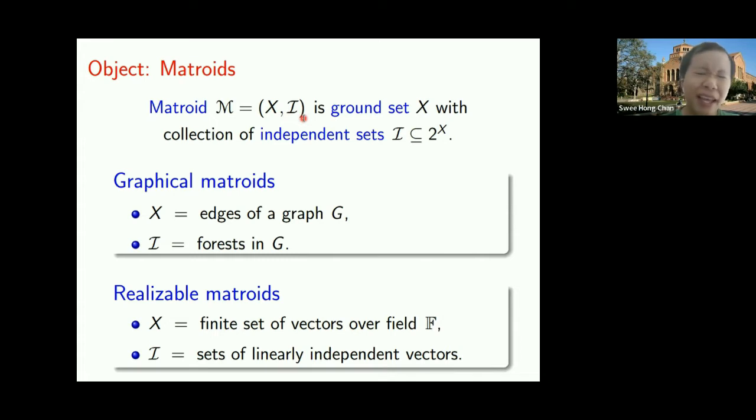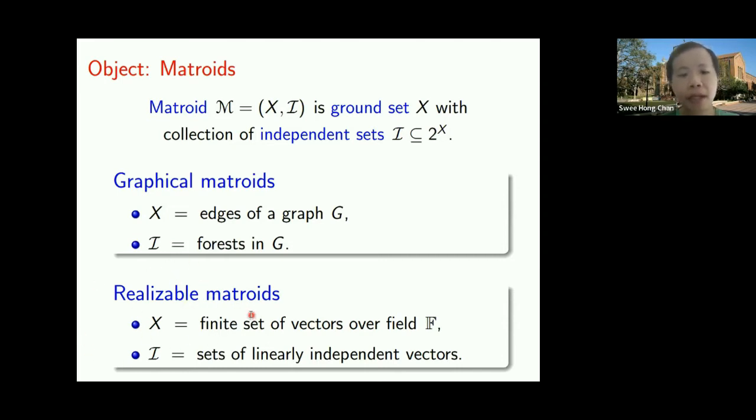But before that, let us just look at two examples, just to make sure that we have a concrete example in our mind, so that this thing is not very abstract. The first one is called the graphical matroid, where the ground set X is simply the set of edges of a given graph G. And G here is a finite graph. And a set is independent simply if it's a set of edges such that they form a forest in the graph. So there's no cycle. So that is one example.